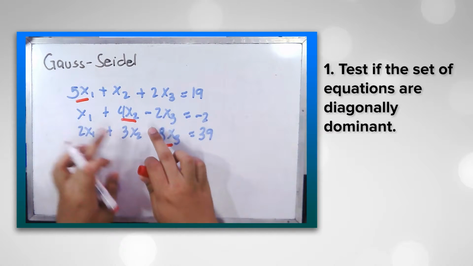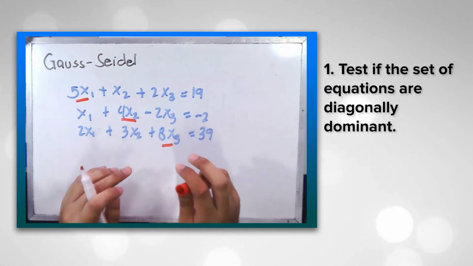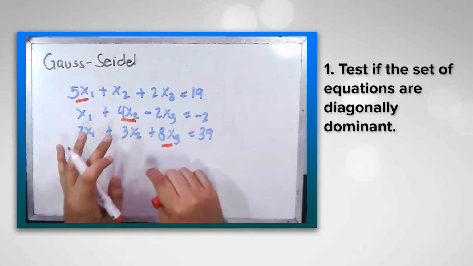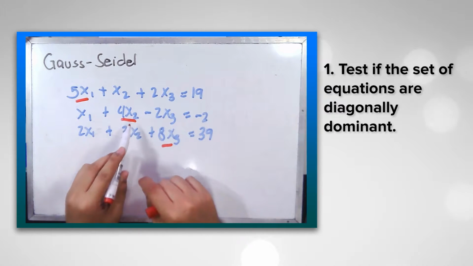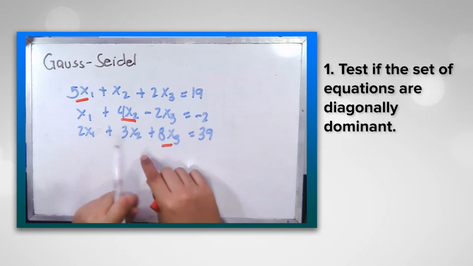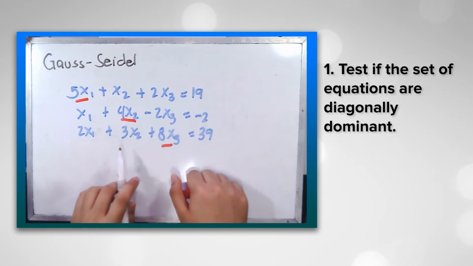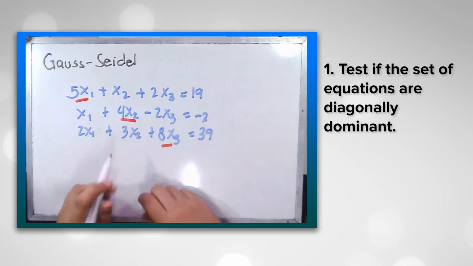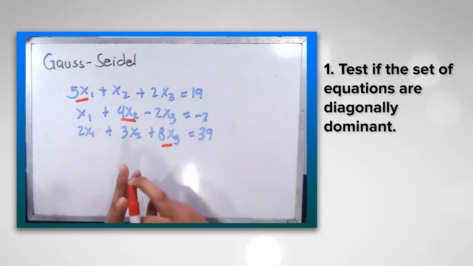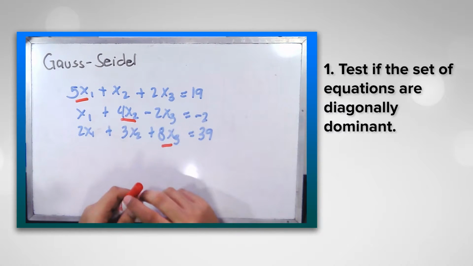1 plus the absolute value of negative 2 is 2. So therefore, 1 plus 2 is equal to 3, which is less than the value of 4. Therefore, the 4 here is dominant. And on the third equation, we have 8. 2 plus 3 is equal to 5, which makes 8 greater than the sum of these two. Therefore, our example is diagonally dominant, and therefore, we will be able to solve using the Gauss-Seidel iteration method.